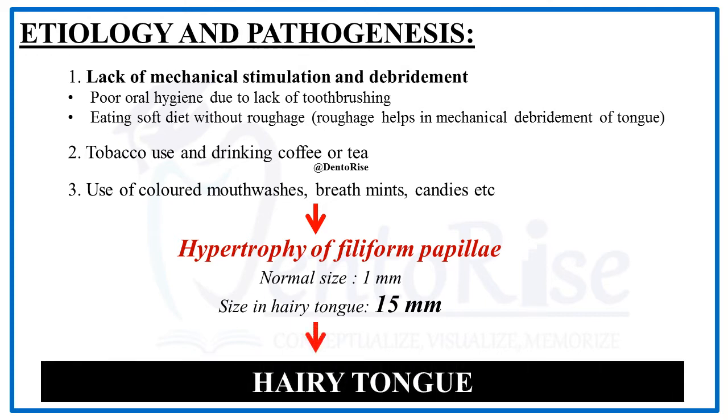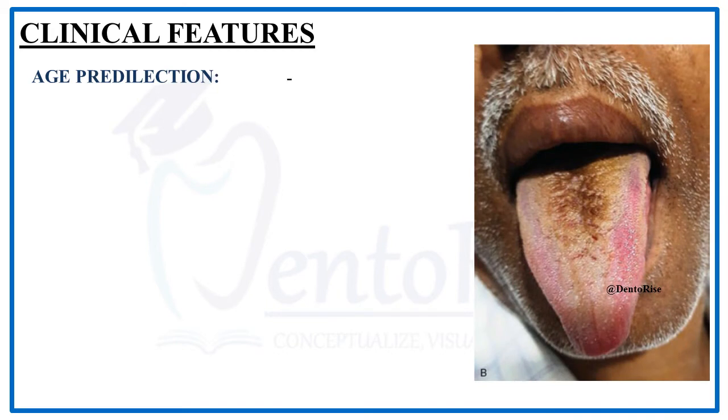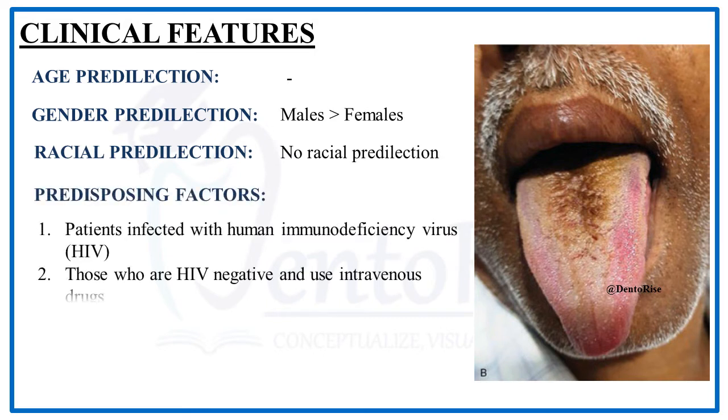Now let's look at how this hairy tongue actually looks. Looking at the clinical features of this pathology, there is no age predilection as such. It is more commonly found in males than in females. There is no racial predilection. The predisposing factors include patients infected with human immunodeficiency virus, that is HIV, or those patients who are HIV negative and use intravenous drugs.